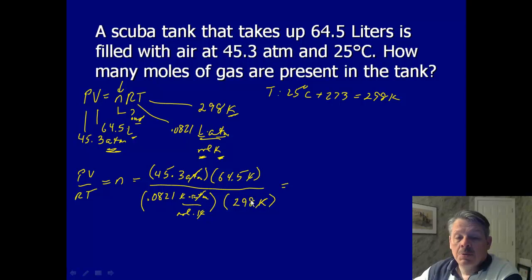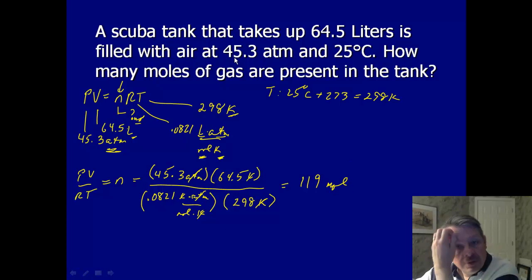So when I simply plug and chug all this into my calculator, my answer is going to be 119 moles. And I notice I have 3 units of precision there, 3 units of precision there, 3 units of precision in my Kelvin number. So my answer is going to have 3 significant figures. It's 119 moles.